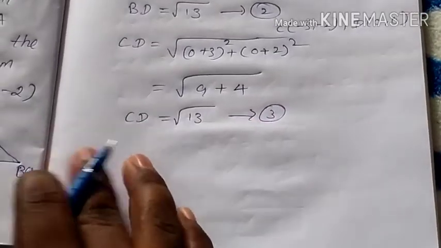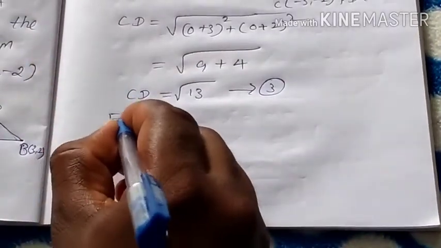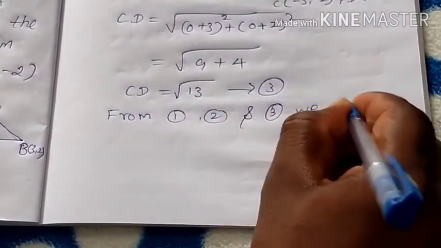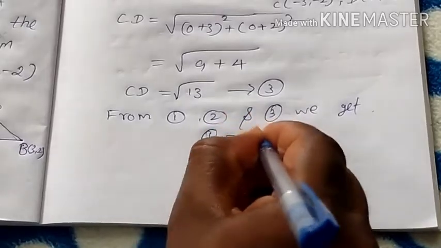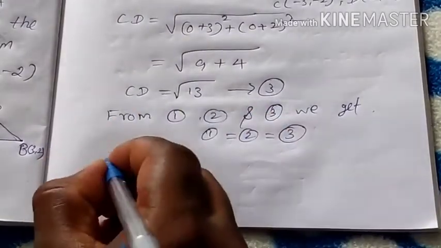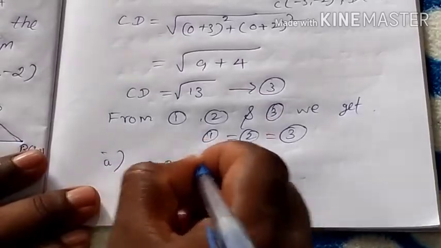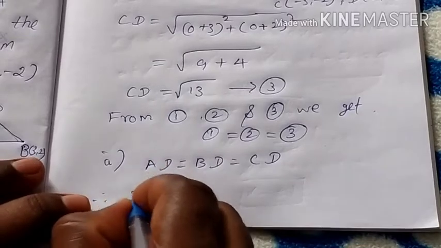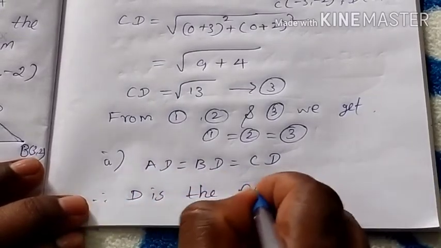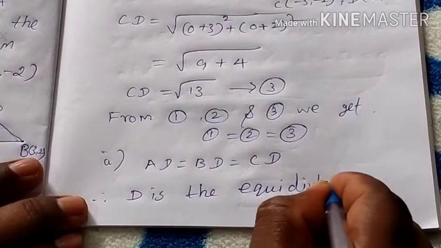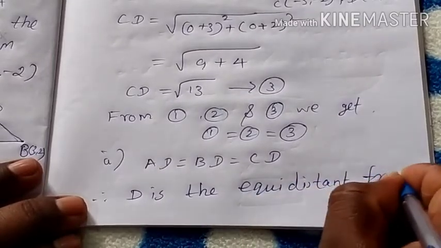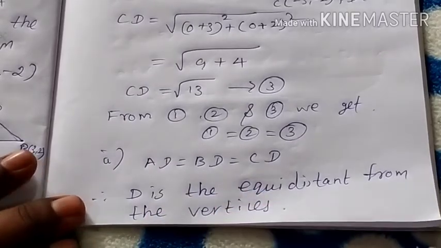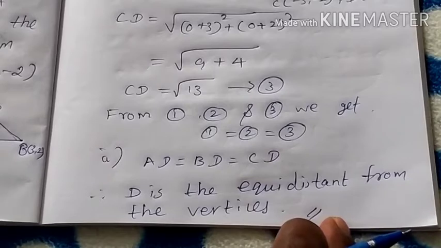Okay, from 1, 2 and 3 we get 1 equal to 2 equal to 3, that is AD equal to BD equal to CD. Therefore D is equidistant from the vertices. That's all. Hence proved. Have you understood?